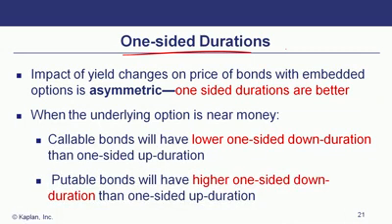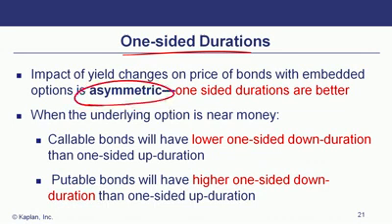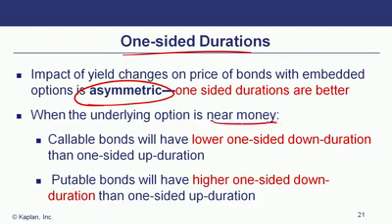Okay, so what's happening here? The impact of yield changes on the price of bonds with embedded options is asymmetric, right? So we might want to think in terms of one-sided durations, and that means that we're just looking at the volatility if the interest rates move in one way. So when the underlying option is near the money, so the coupon rate is 5, it's callable at par, and we're somewhere between 4.5 and 5.5, depending on if we're talking about a callable or putable bond. Okay, so we're just out of the money. We're getting near the money. Well, for callable bonds, they're going to have lower one-sided down duration. So when interest rates move down, the duration is going to be small.